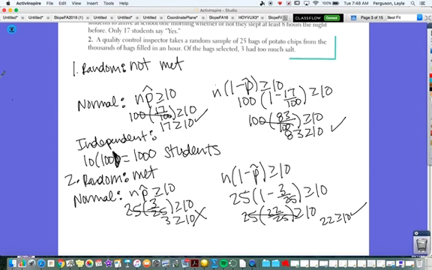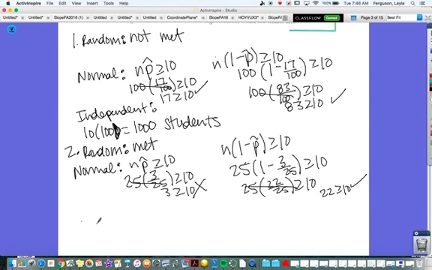And the last one that we have to check is independent. All right, so because there are thousands of bags of potato chips produced per hour, then the sample that we chose, which was the 25, is less than 10% of the population, and so this is met.